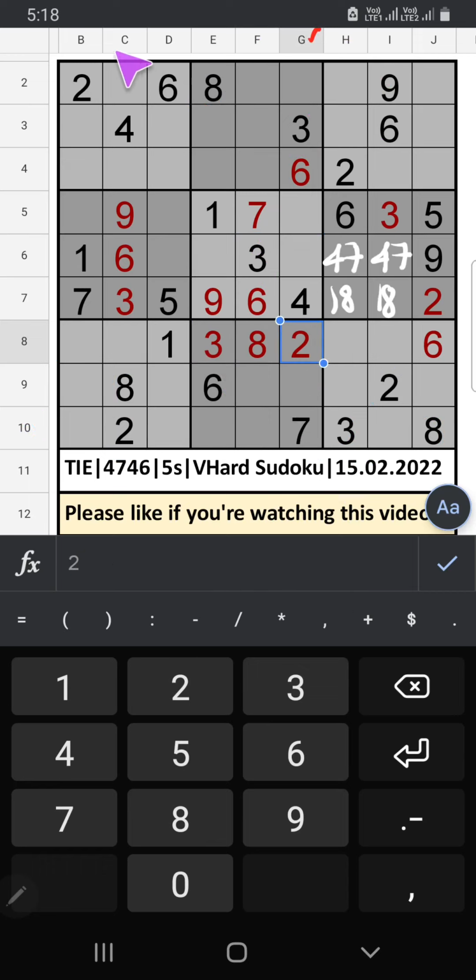Column G and column B, we have 2. So 2 can't come in these cells. Then 2 is confirmed here.